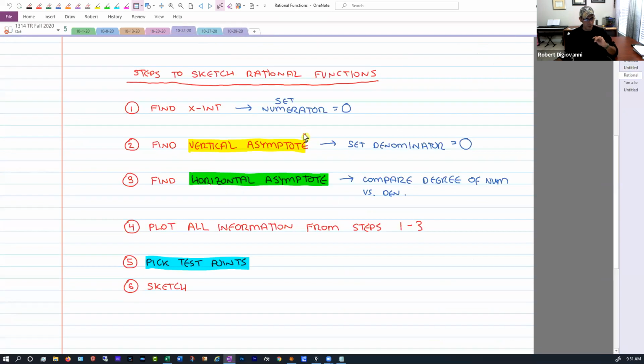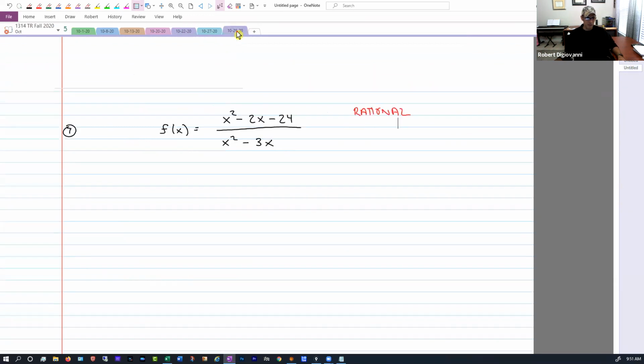And then after we do the horizontal asymptotes, this is where we put all the information down, draw a picture, and then we have the very important test points. And that will allow you to do a final picture, so we'll sketch it. All right. These take a while, right? We saw that last class. We only did like two of them or something.